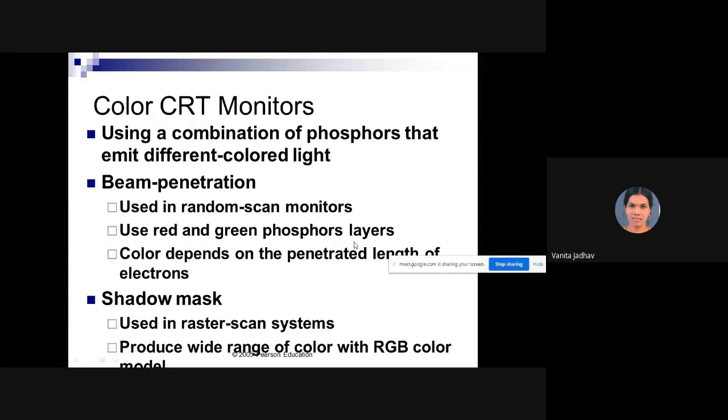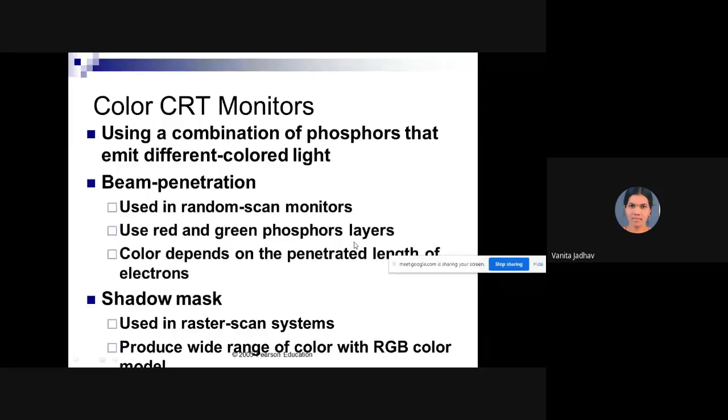Like that onwards. So this is nothing but the penetration of beam. So over here the role of the pen is like an electron beam. Depending upon the velocity of the electron beam, the color will get highlighted on the screen. So over here, the color CRT monitor takes the help of two techniques. So how does the color CRT monitor work?